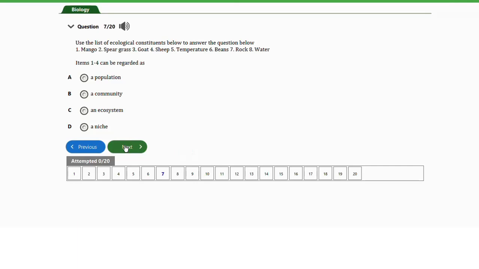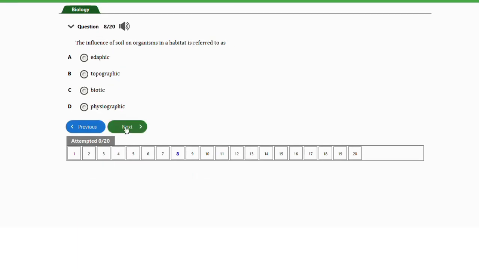niche. So guys, the answer to this question is a community. Here we have a group of population of 2 or more different species occupying the same geographical area in a particular time, and that's a community. So here we have mango, we have spear grass, we have the goat and sheep. So this population is meant to occupy the same geographical area, so it's actually a community.